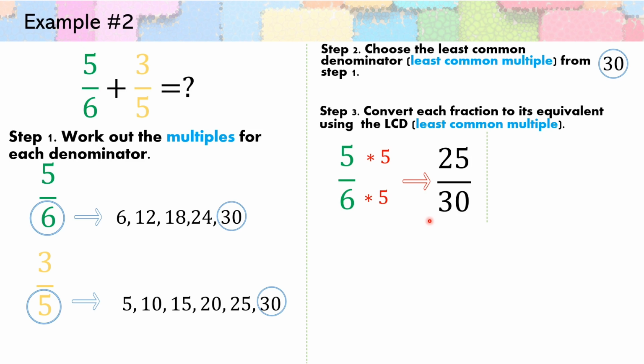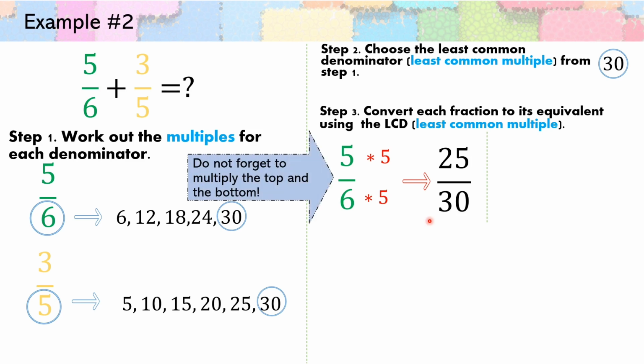Let's go to the second fraction, 3/5. Again, do not forget to multiply the top and the bottom with the common multiplier. Next, 3/5. What number is to be multiplied with 5 to arrive at 30? 6. So that is times 6. And then we're going to multiply the top, the numerator, with 6 also. Then let us perform the operation. 3 times 6, and then 5 times 6. So that is 18 over 30. Last step, step 4.